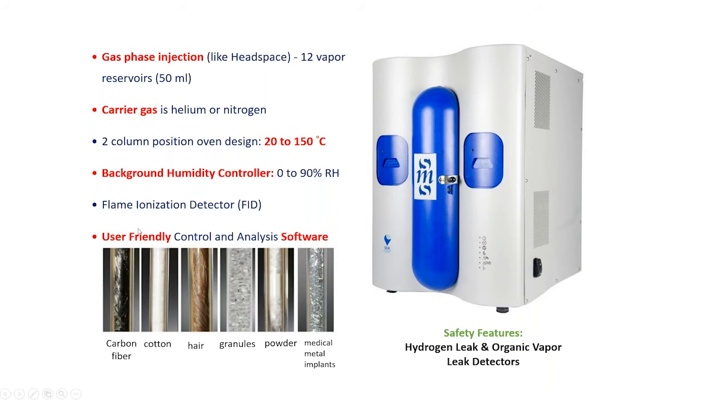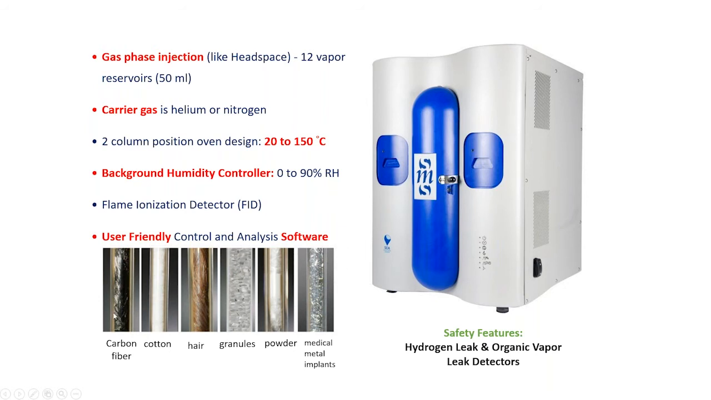Our flame ionization detector is what we're using to detect our organic gases coming through our injection system. It will make an electrical current which is directly proportional to the concentration of the gas that we're injecting, but completely inert to the humidity we're introducing and inert to our carrier gases.